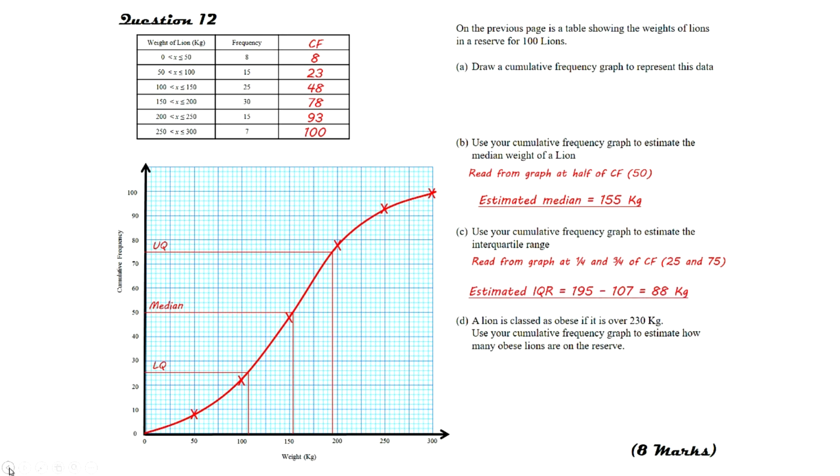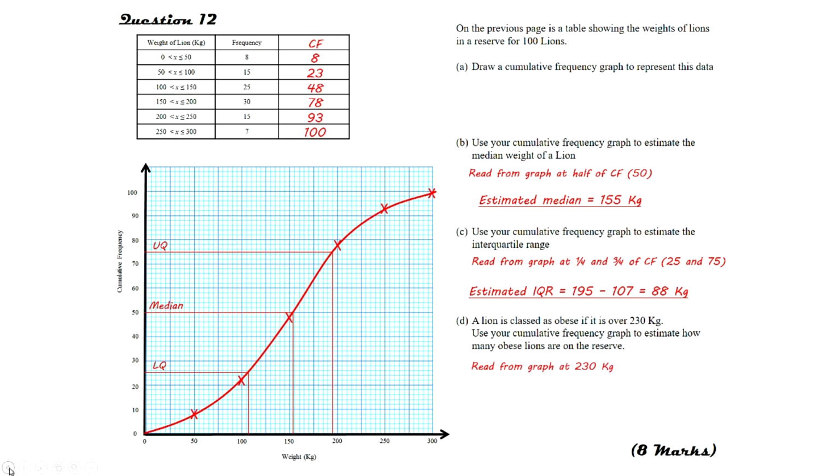Okay, part D. A lion is classed as obese if it is over 230 kilograms. Use your cumulative frequency graph to estimate how many obese lions are on the reserve. To do this, I'm going to do the same kind of technique, but I'm going to switch around which axes I start from. This time the piece of information I've got relates to the actual data, 230 kilograms, so I want the weight axis, and I'm going to read up and then across to my cumulative frequency axis, the opposite way to how I just did it.